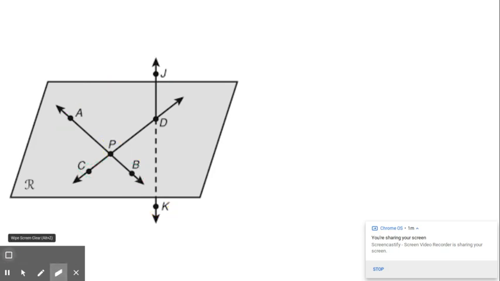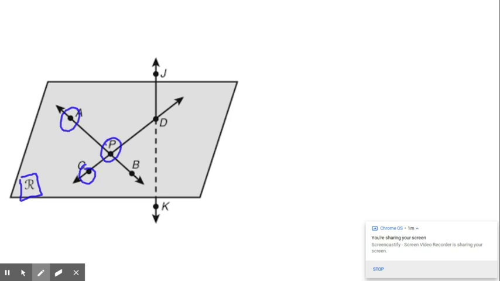coplanar. So if I'm trying to identify coplanar points, first of all, let's start off with a bigger number. Okay, let's say I tried to find 5 coplanar points. Well, coplanar means with each other on the same plane. The plane that we're dealing with here is plane R. I'm going to try to find 5 points that are inside that plane. I can do that. That's A, C, P, B, and D. All 5 of those are coplanar. Again, 5 can be, they don't have to be.